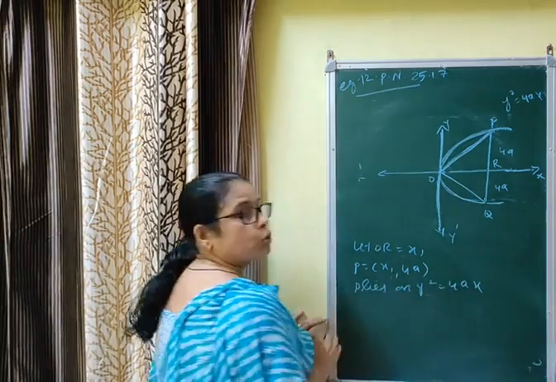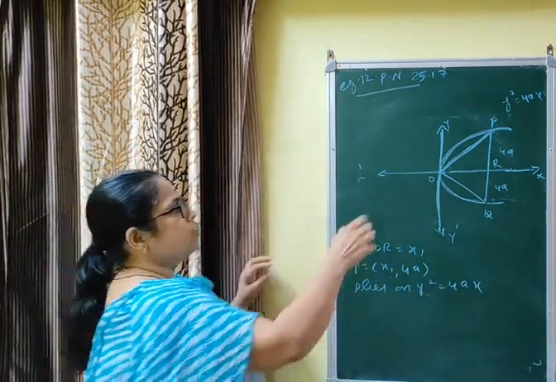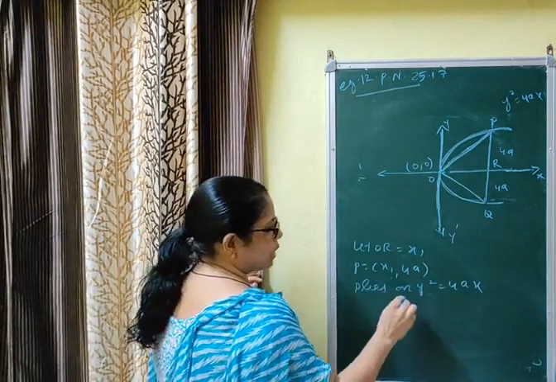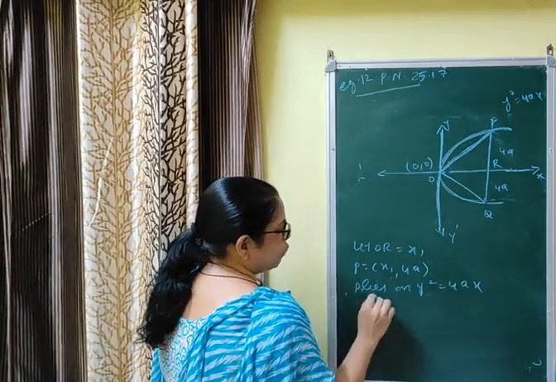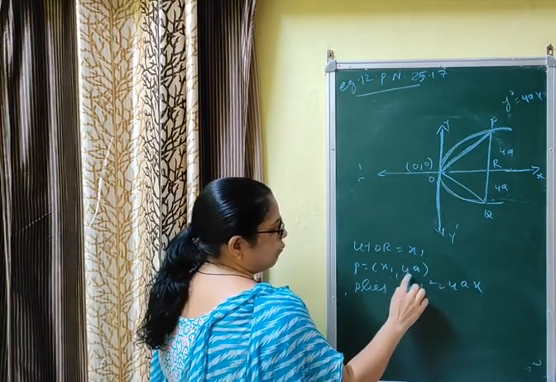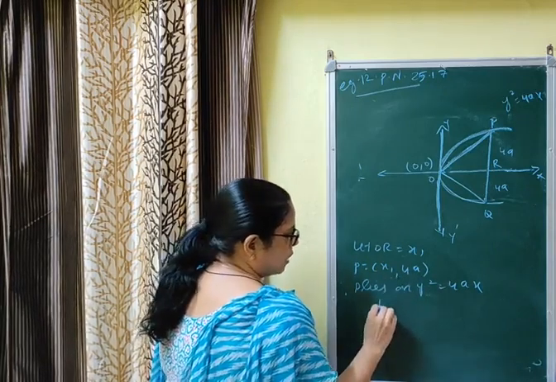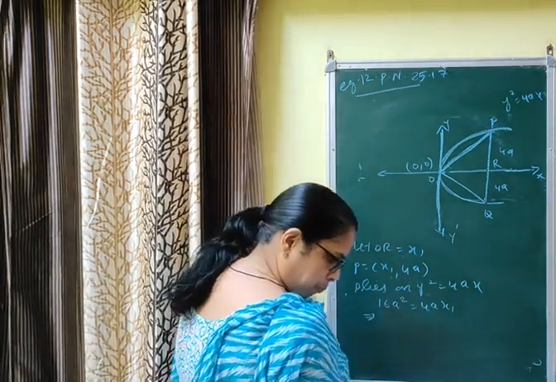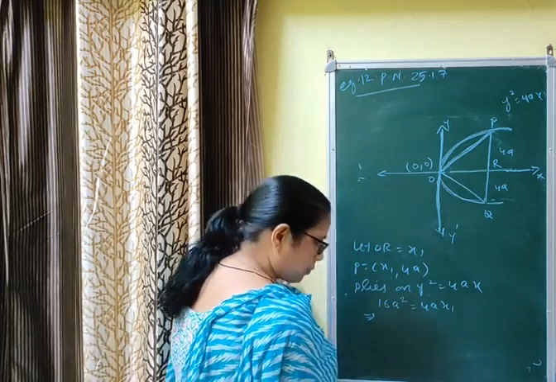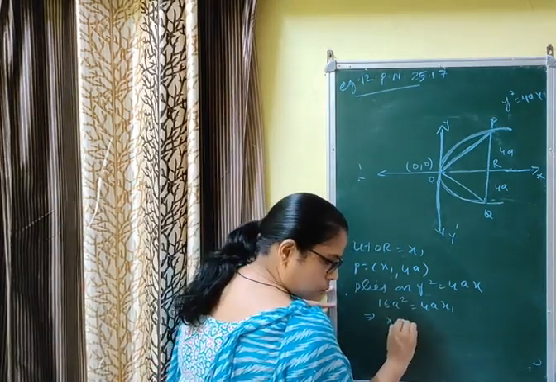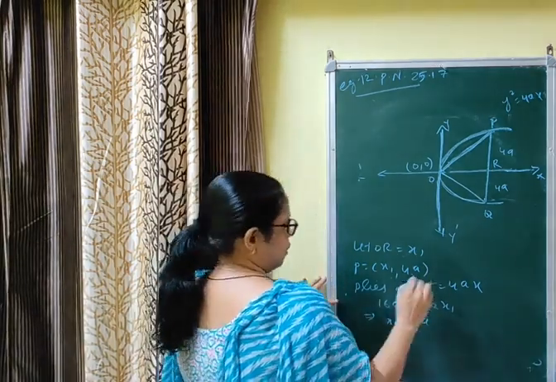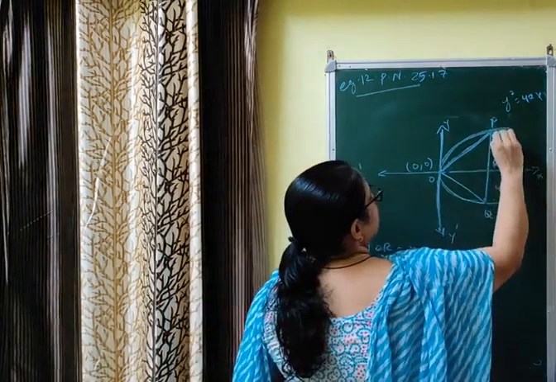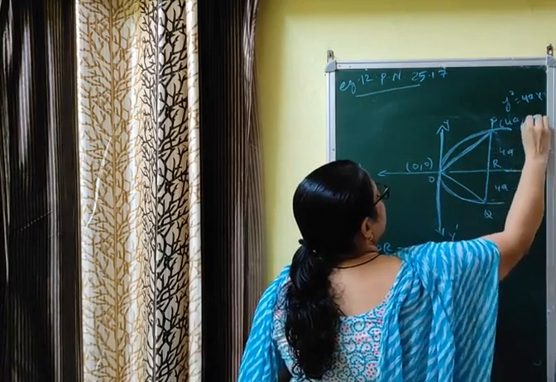What are we going to do? We are going to find the coordinate of P, so that since it is the origin, you can find the slope using the formula y2 minus y1 upon x2 minus x1. Since P lies on y square equal to 4ax, we can replace y by 4a and x by x1, that is 16a square is equal to 4a x1, which implies x1 is equal to 4a. Therefore the coordinate of P is 4a, 4a.